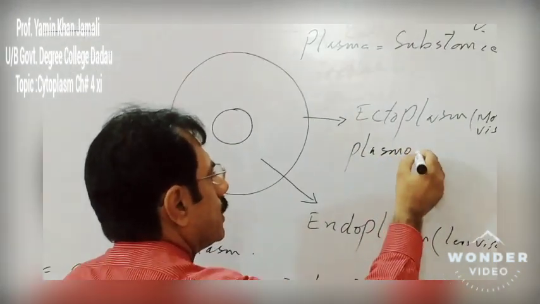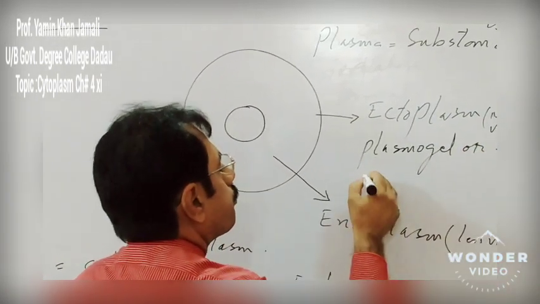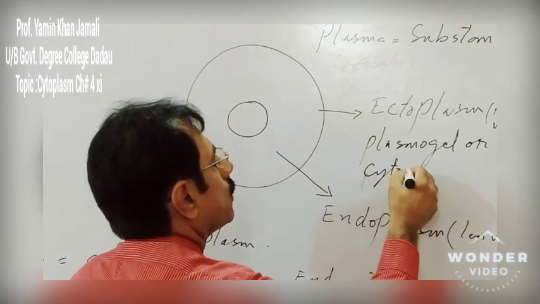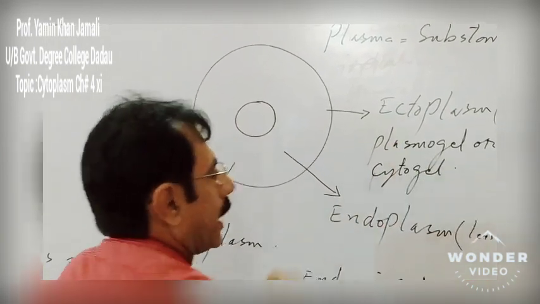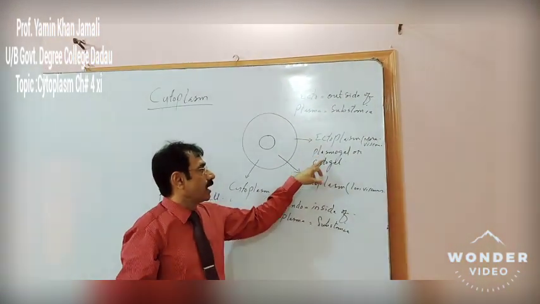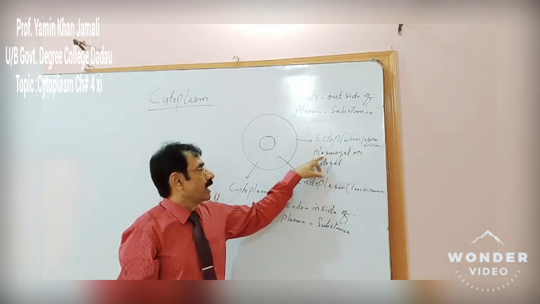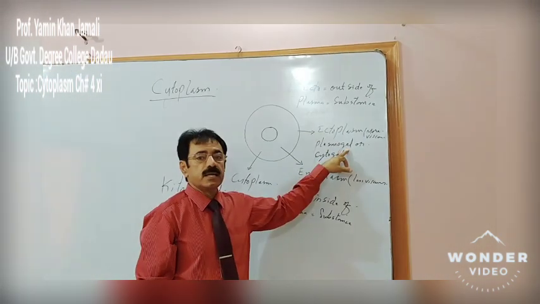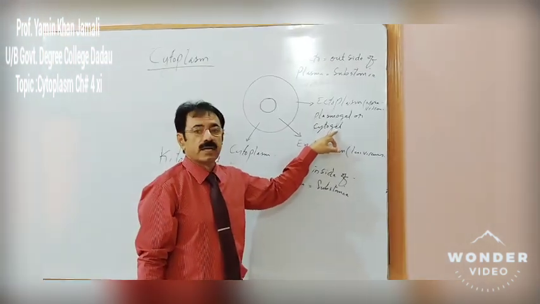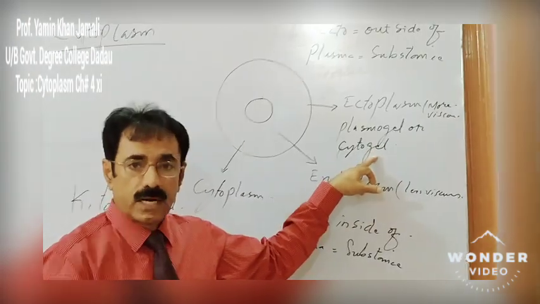plasma gel or cytogel. Ectoplasm, the more viscous part, is called plasma gel or cytogel. It is called plasma gel because plasma means substance and gel means jelly-like substance. That is why it is named plasma gel or cytogel.